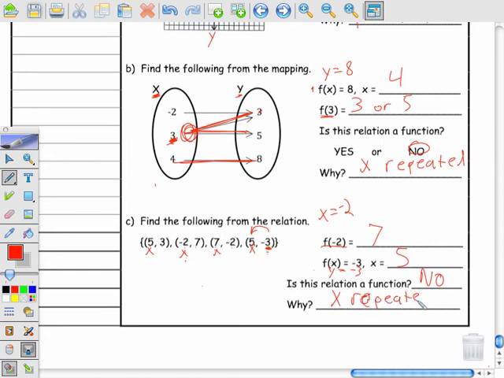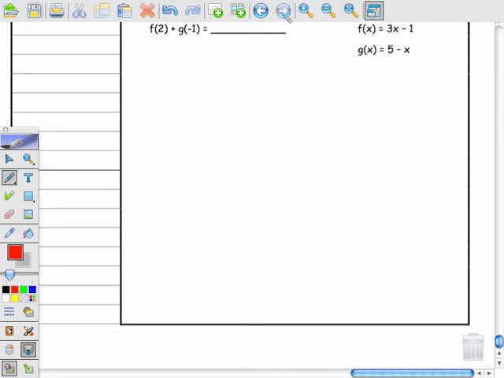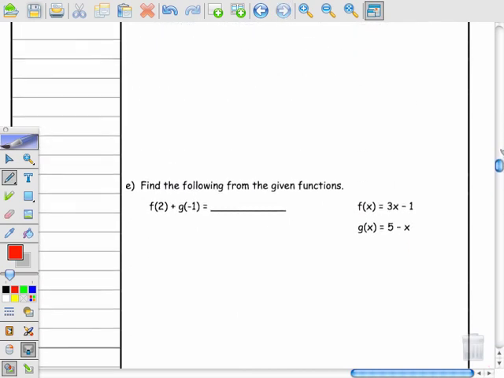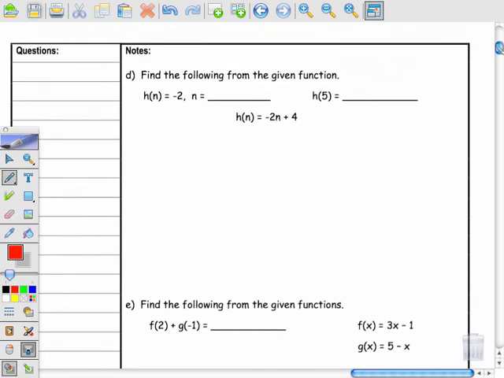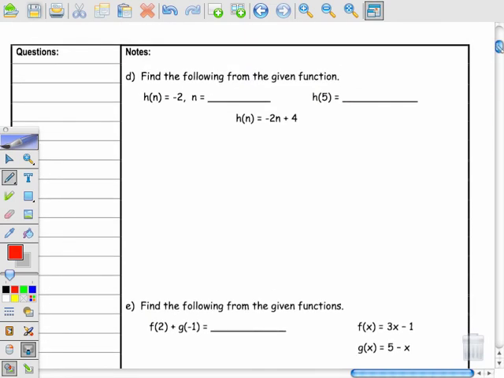X is repeated. Terrible, terrible handwriting. Alright, that's the front side. Next page.